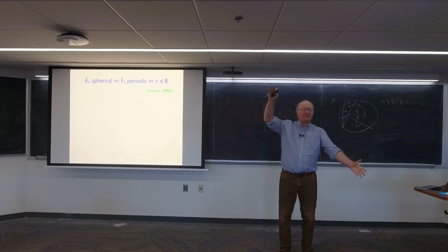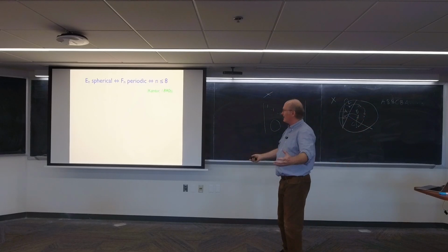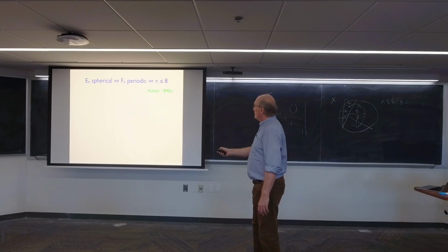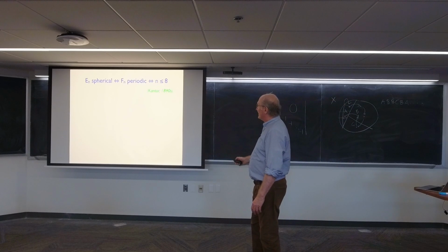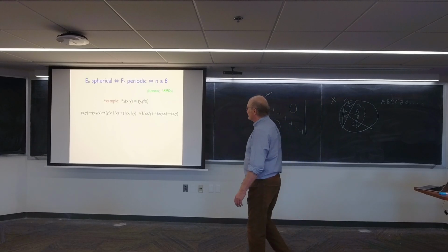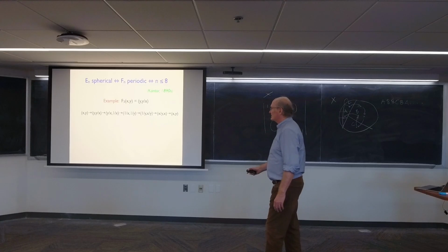And so any automorphism that preserves a positive definite form must be like a rotation. In particular, it's periodic. So we don't actually see positive entropy when we blow up 8 or fewer points. And there are some neat examples, of which I'll just write down one.